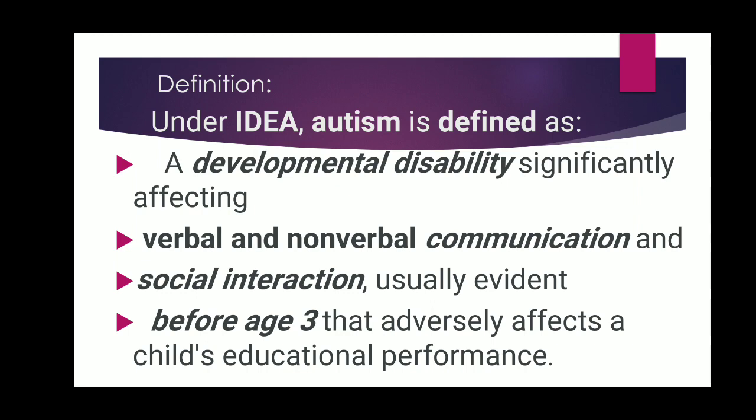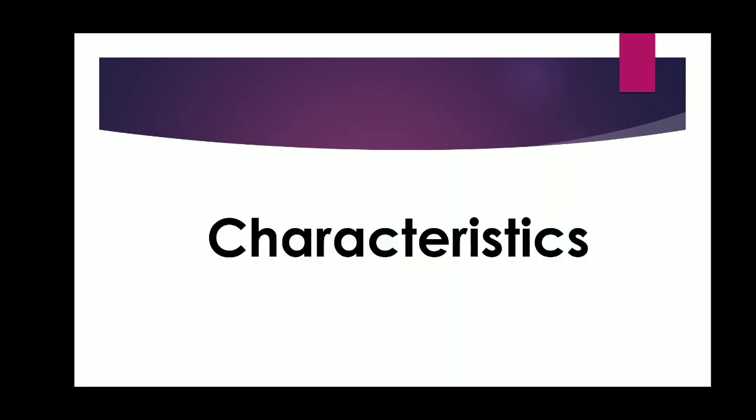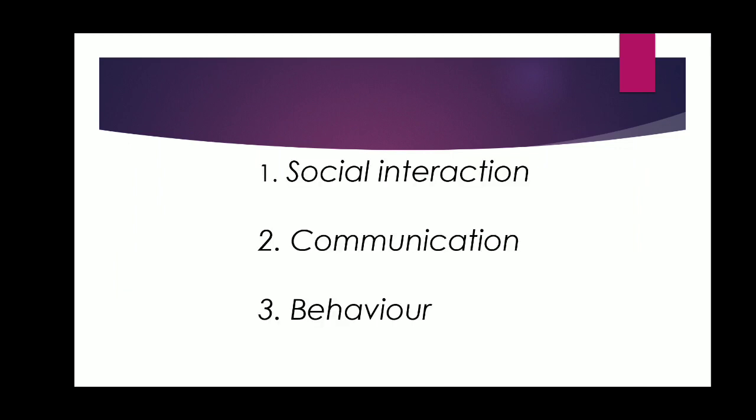So, how would you know that a person has autism spectrum disorder and what are its characteristics? We are about to move on towards the characteristics of autism spectrum disorder. We have three major characteristics, and we will talk about them in detail. First of all, social interaction. The second one is communication, and the third one is behavior. We will discuss these in detail.